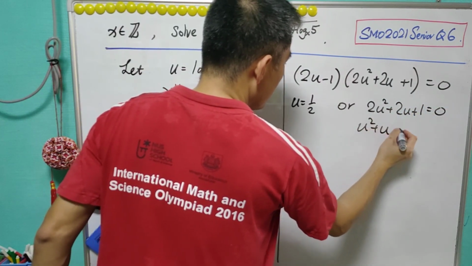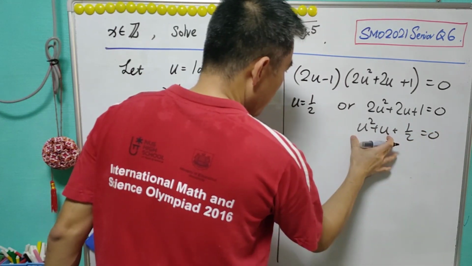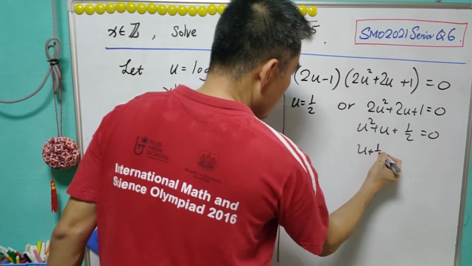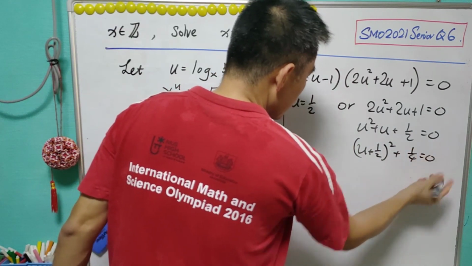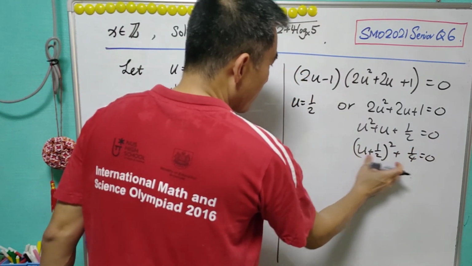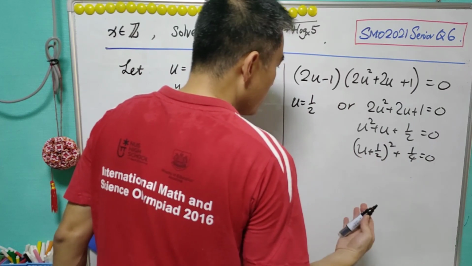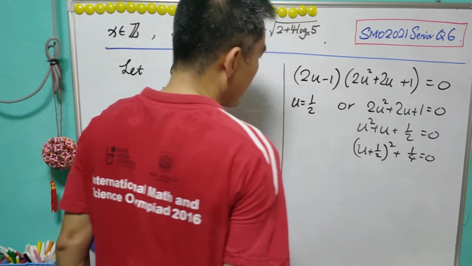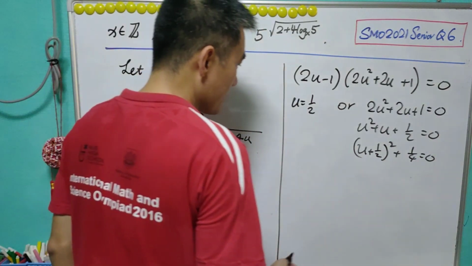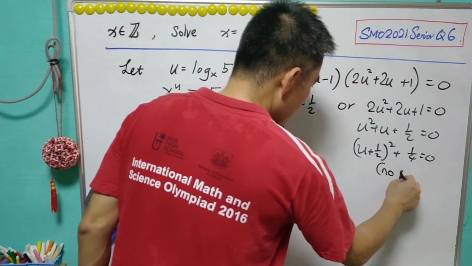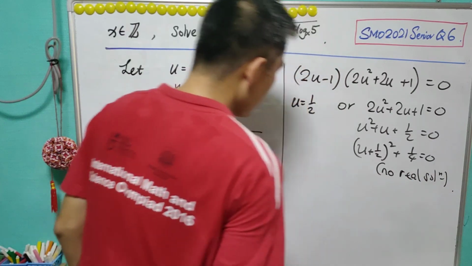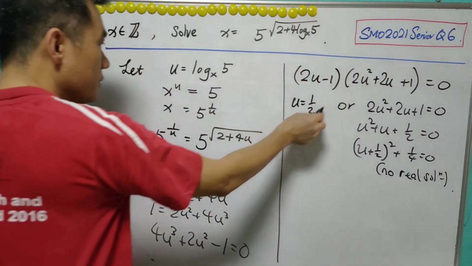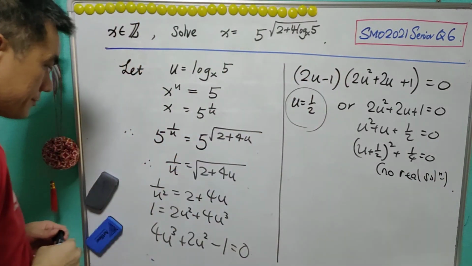u squared plus u plus half equals 0. After we complete the square, (u plus half) squared plus 1 over 4 equals 0. And you can see that the left hand side is always non-zero. It cannot be equal to 0 on the right hand side. So in this case, there's no real solution. So we have one solution here, u equals half.